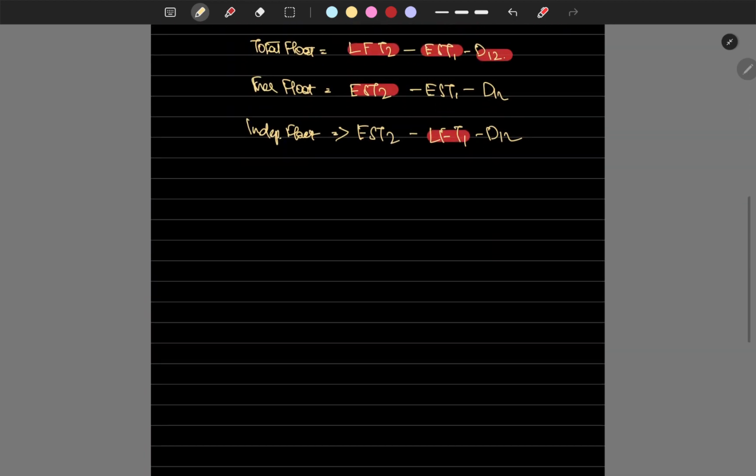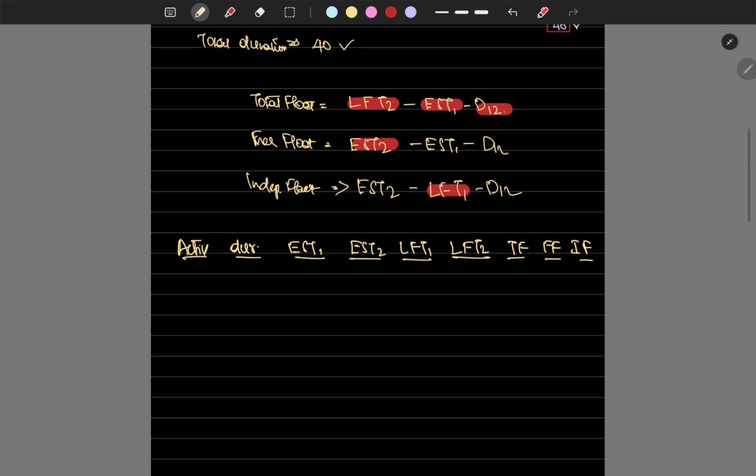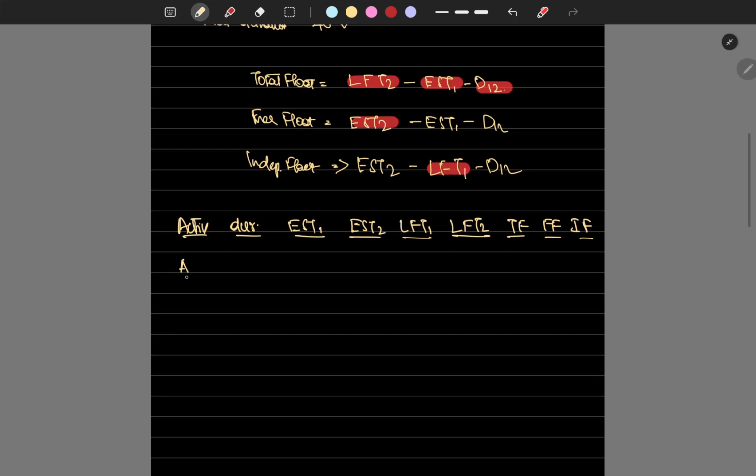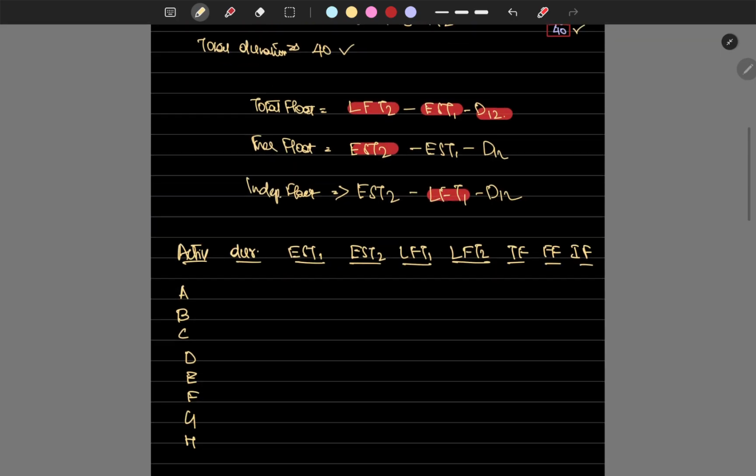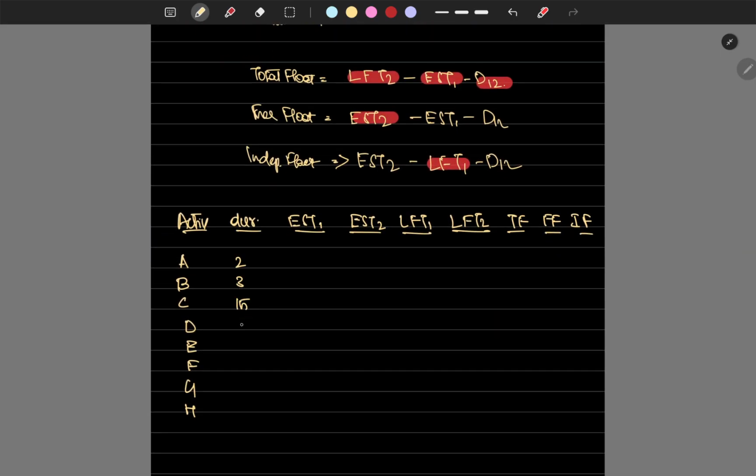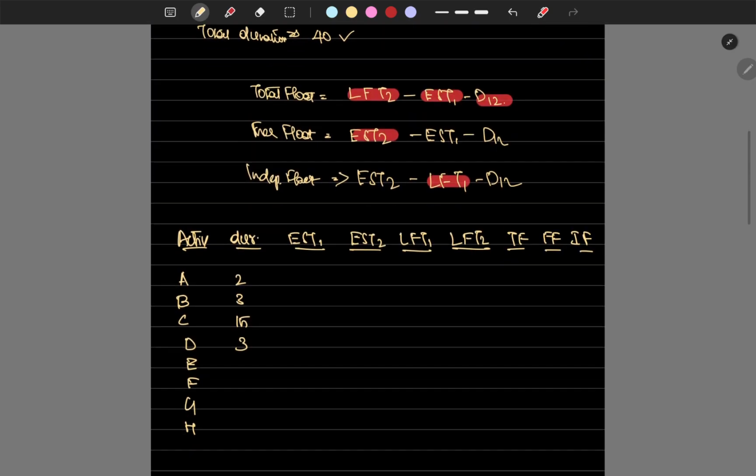activity, duration, EST1, EST2, LFT1, LFT2, total float, free float, independent float, right? So that's it. See, activities A to H. The durations are 2, 3, 15, 3, 12, 8, 3, 12.